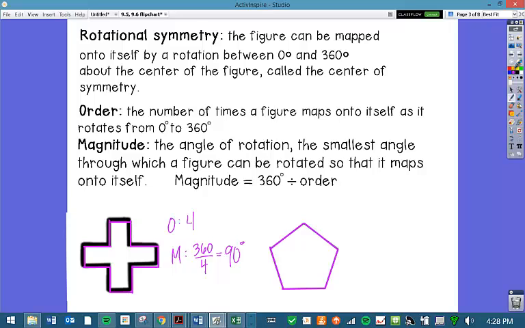This pentagon, you start with this top vertex, rotate it once, it's here, rotate it twice, it's here, rotate it a third time, it's here, a fourth time, it's here, a fifth time, you're back to where you started. The order is 5, and the magnitude is 360 divided by 5, which is 72.